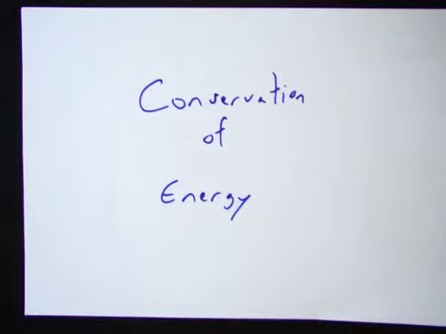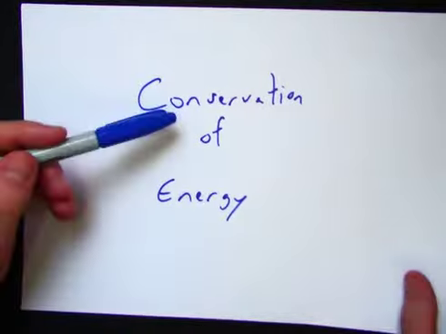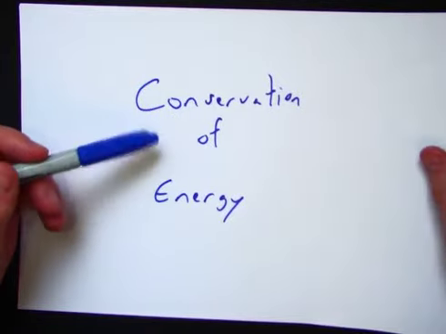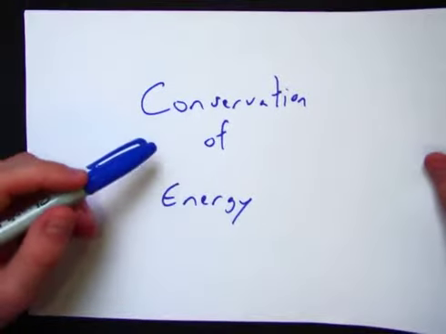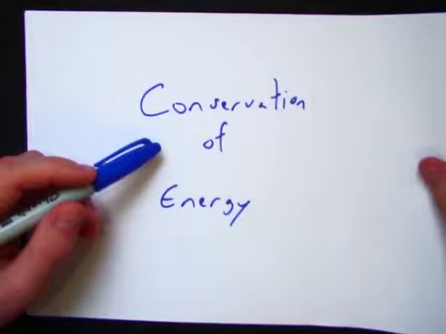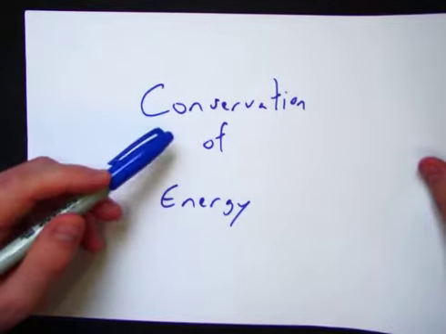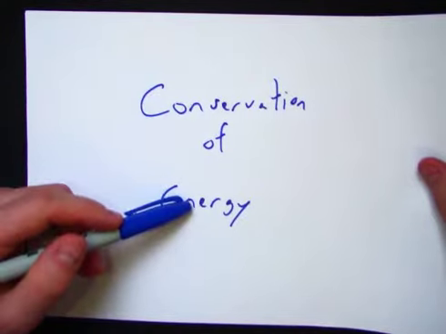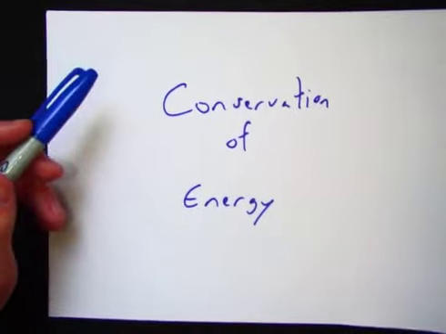Conservation of energy is very important in physics. When we look at conservation of energy, it's important to realize that energy is always conserved. There are no exceptions. It's always conserved. It may be transformed into different forms, but it'll always be conserved. Let's take a look at some examples of how that works.